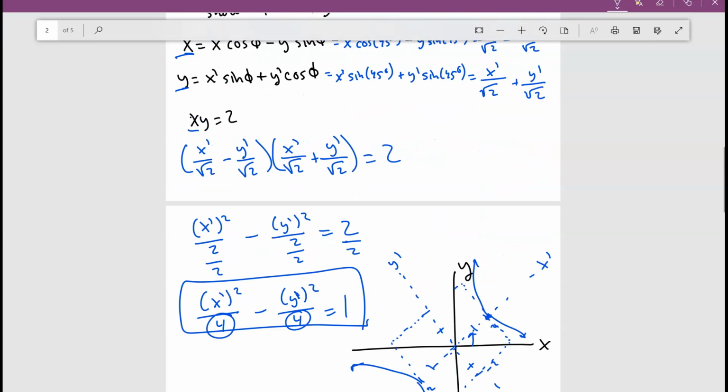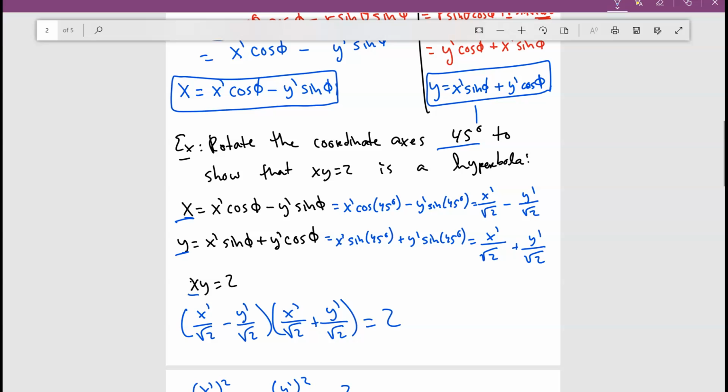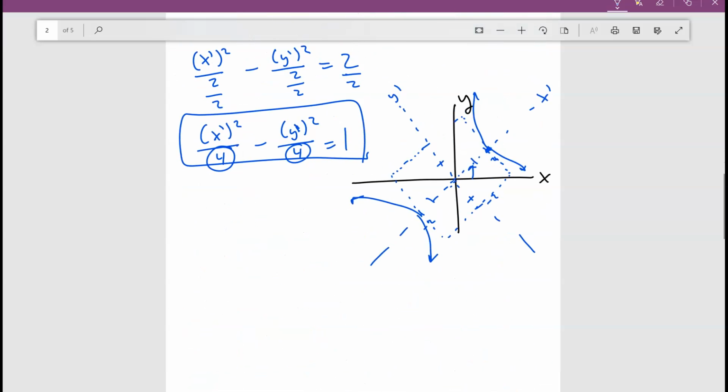Now, one of the things that we didn't really look at is what exactly is phi. How do I know it was 45 degrees? In the next video, I'm going to show you how to find that phi.